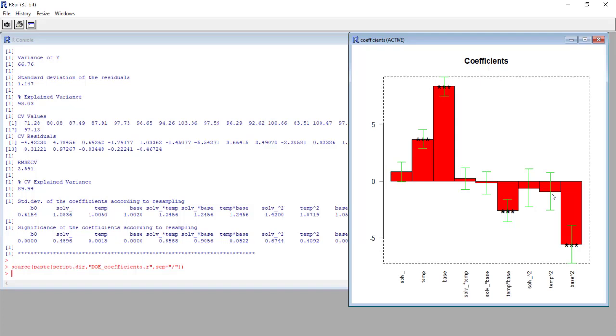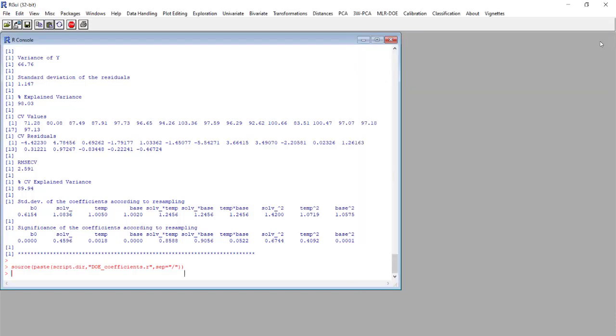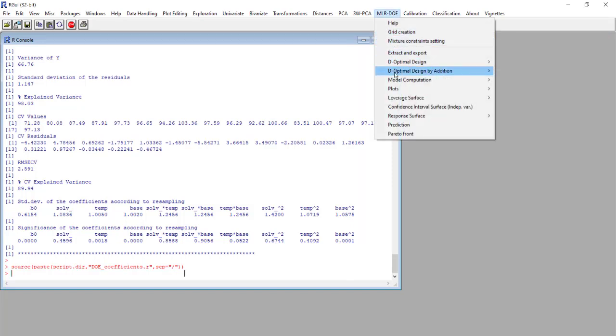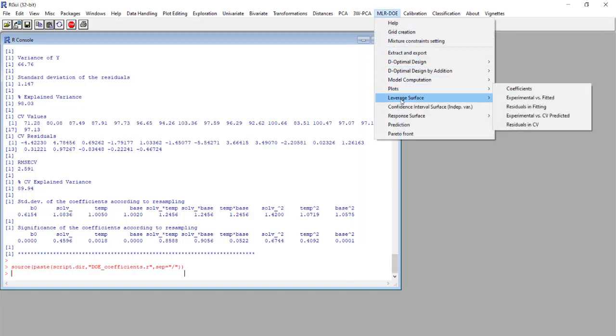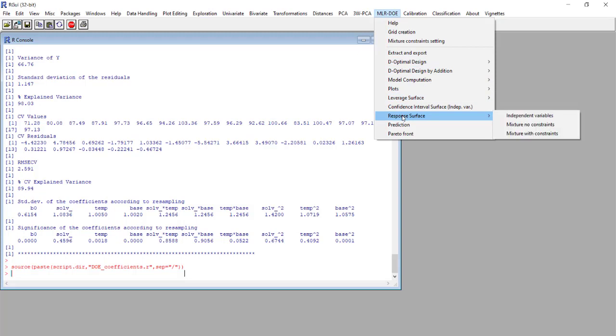use a different kind of plot, because even if the influence of the linear terms could be easily understood also from the value of the coefficient, if we talk about interactions and quadratic terms, the situation is not so straightforward. We close this plot, and again in MLL2E we go to response surface.